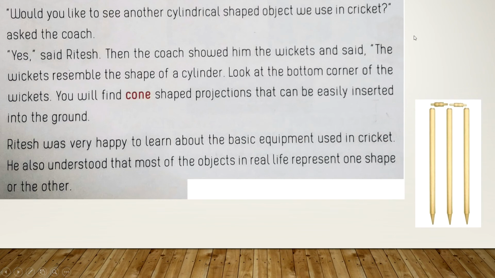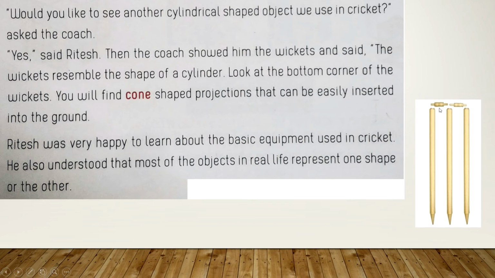And furthermore, his coach showed him cricket wickets. So these cricket wickets are cylindrical in shape. So this entire shape is cylindrical, and the bottom of the cricket wicket looks like a cone. So this bit looks like a cone.